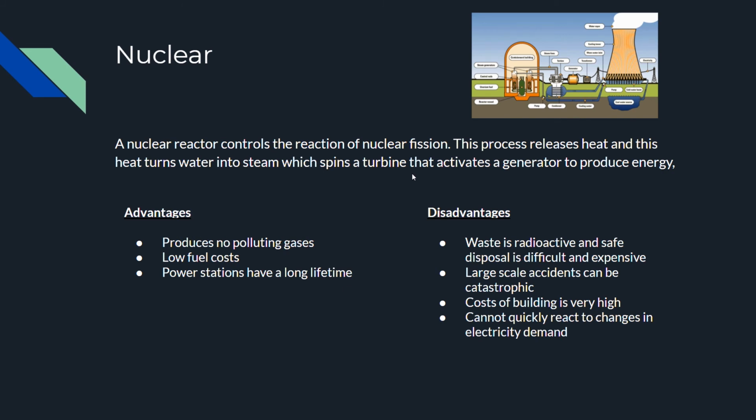Nuclear. A nuclear reactor controls the reaction of nuclear fission. This process releases heat, and the heat turns water into steam, which spins a turbine that activates the generator to produce energy. Advantages are that it doesn't pollute, it doesn't produce any polluting gases. There's low fuel costs, and power stations have a long lifetime.